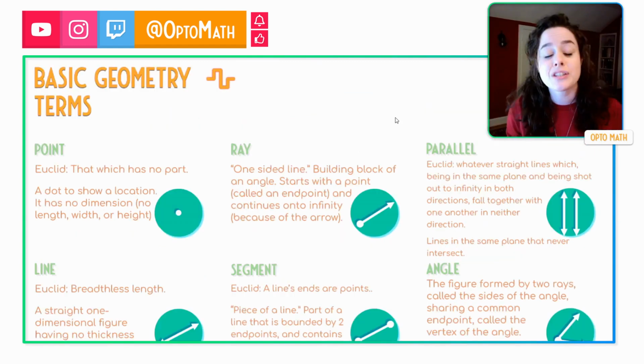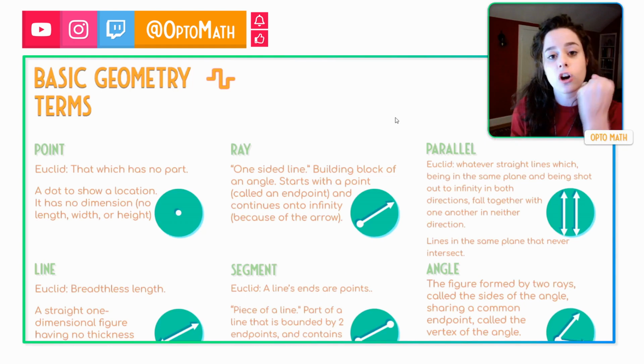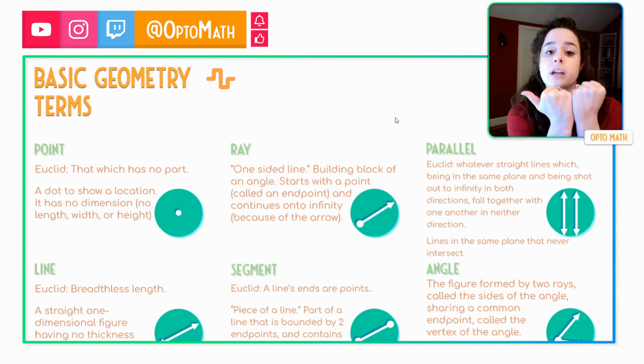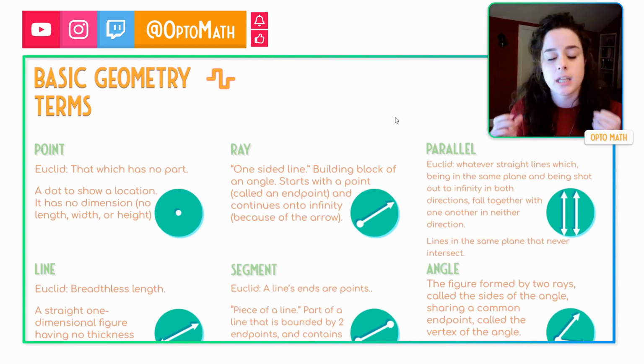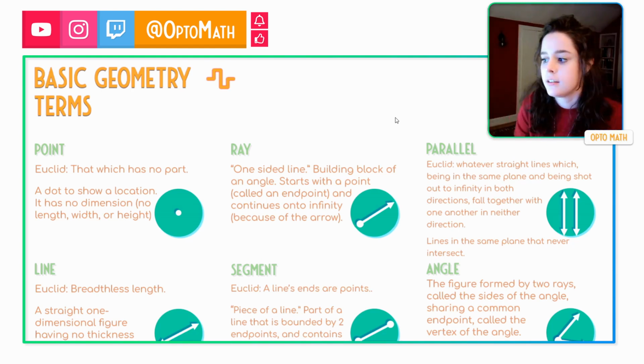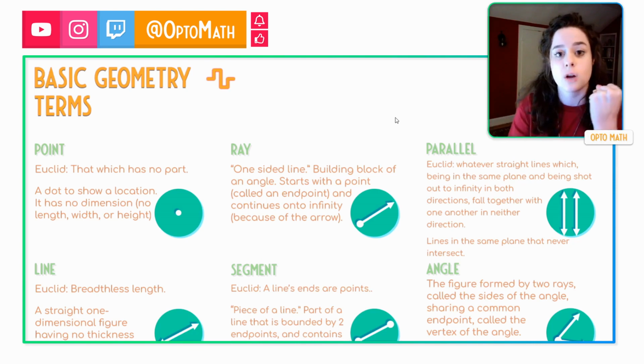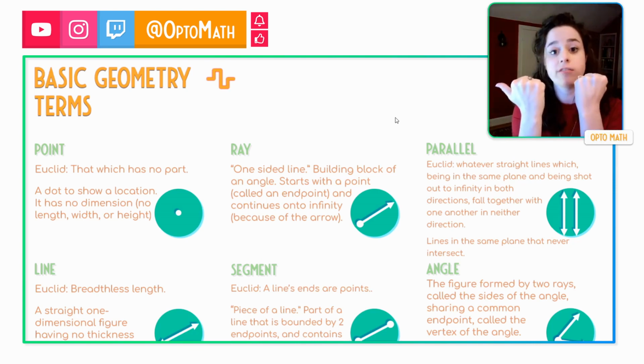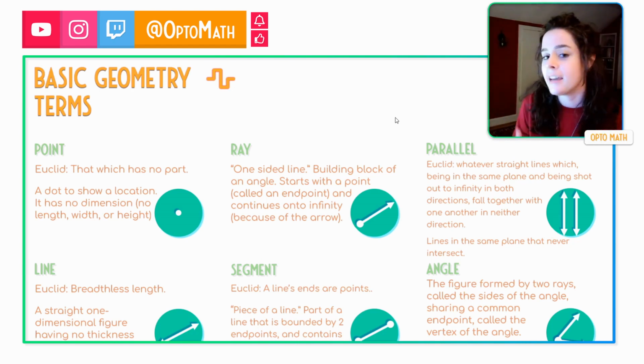The next one is ray. A ray starts with a point, and then on the other end has an arrow. So it's like half of a line. It's not necessarily half, but it's one-sided, right? Because it starts with a point and it has an arrow. So you're taking a line and you're cutting it off on one end. And if you take 2 rays, you'll make an angle. So rays are the building blocks for angles.